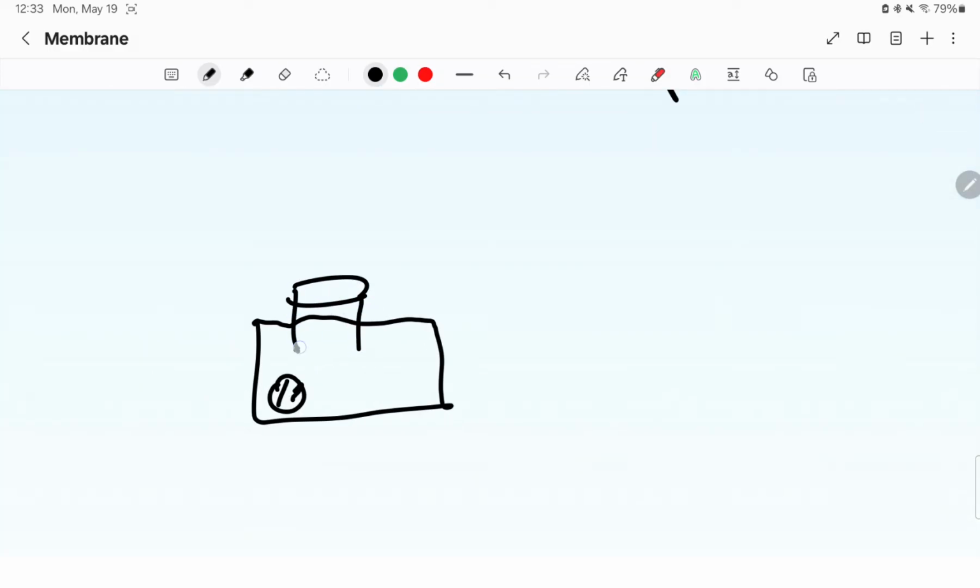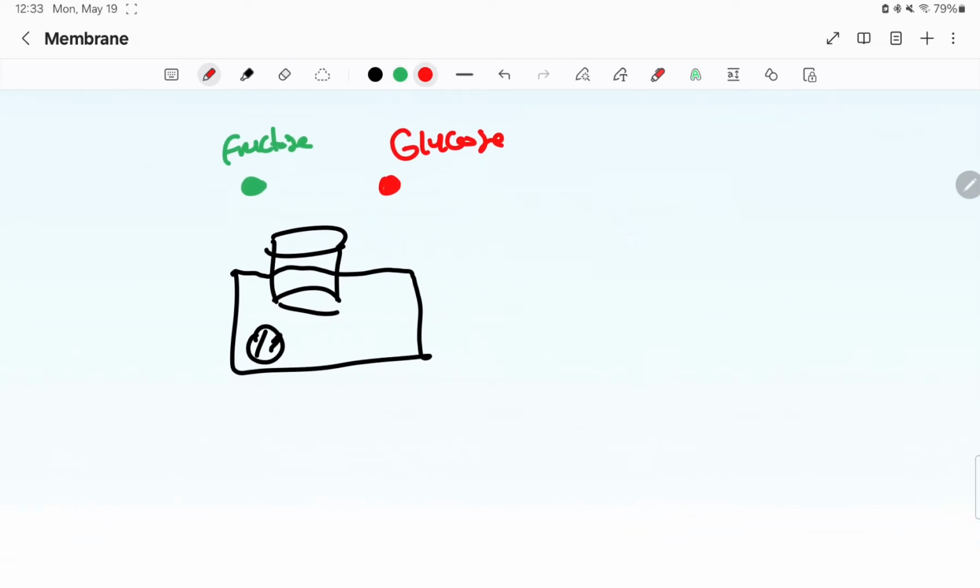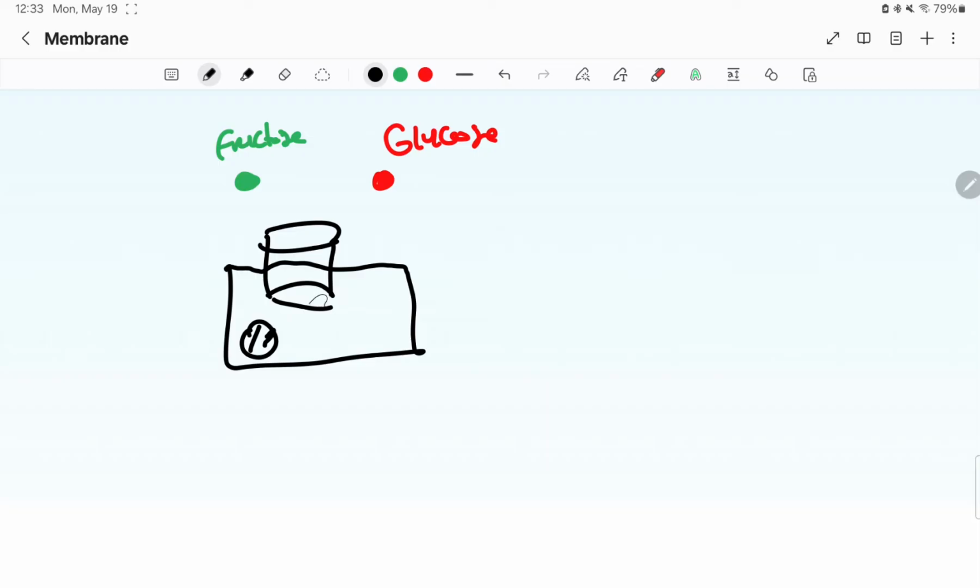And let's say I have this transporter. This transporter can bind both glucose and fructose. So this guy is fructose, which is another sugar, and this is glucose. This carrier has the ability to bind or carry both of these, but one at a time. Which one is going to win this competition?